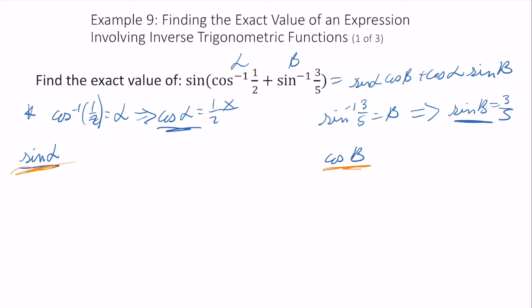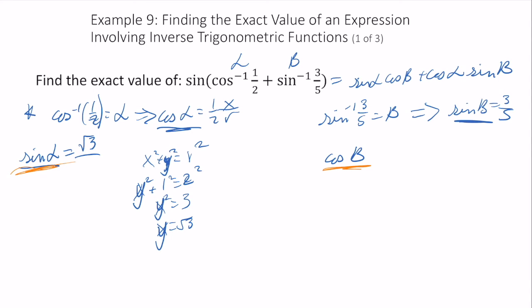So remember that cosine is x over r. So I have x squared plus y squared equals r squared. I have x squared plus 1 squared equals 2 squared. So I have x squared equals 3. So x equals the square root of 3. Nope, I didn't just mean to solve for x. I meant to solve for y. Right? I knew my x, but I didn't know my y. So I get y equals square root of 3, because cosine is x over r. That means sine of alpha is going to be the square root of 3 over my radius, which is 2.